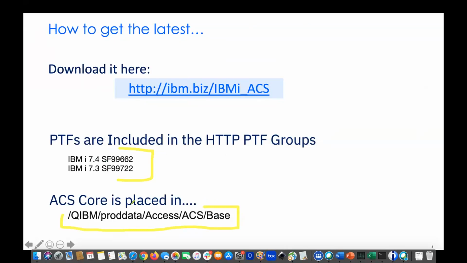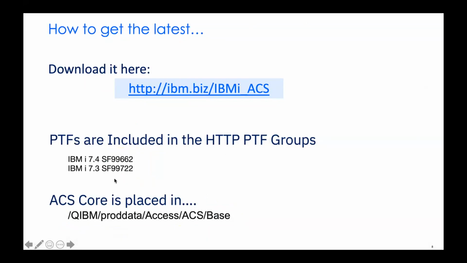So if I were to sign on to a machine, I'd be able to see whether or not the PTF for ACS is applied based on whether this directory has something in it. Now, the fun thing is I can now use that directory as my location for downloading ACS to my PC. So really simplifying how you access and keep ACS current on your PC.